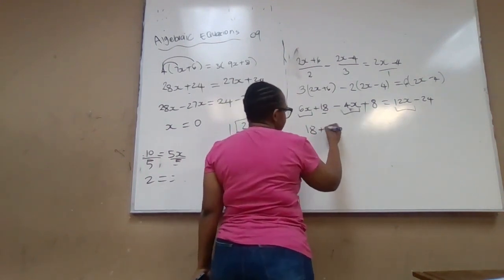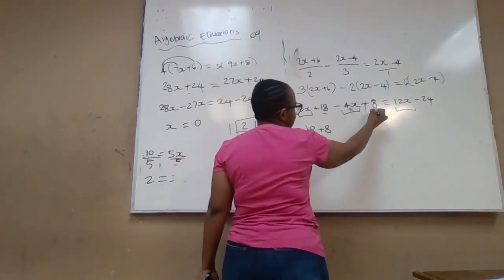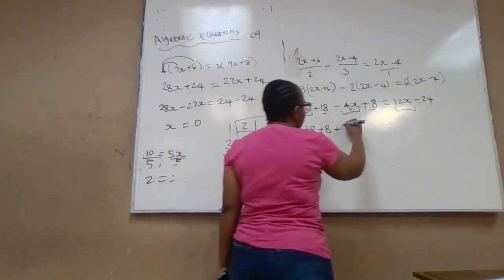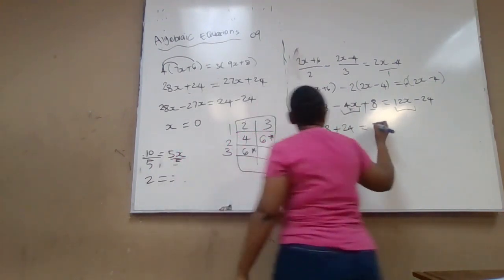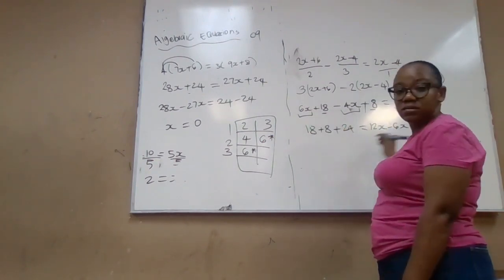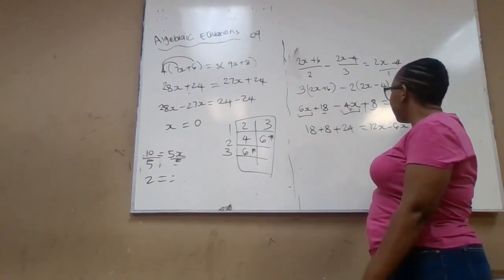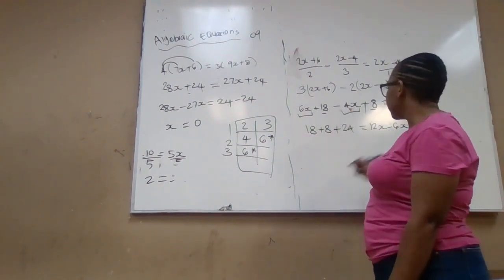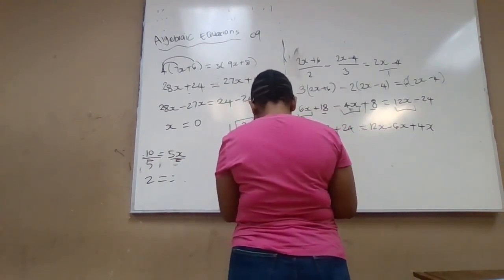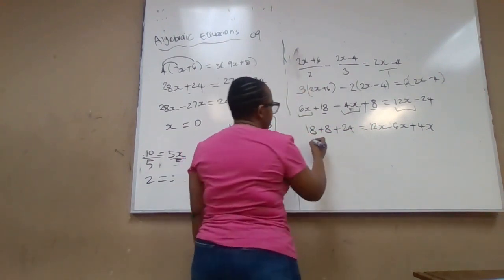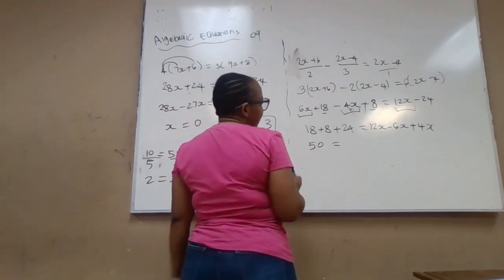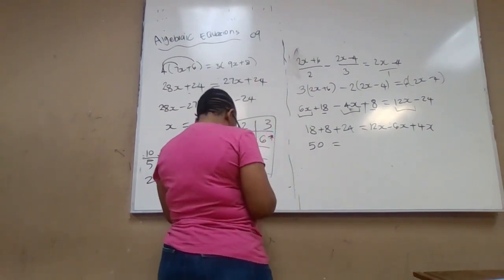18, plus 8, right? This plus 24, because it is going to jump the equal sign, plus 24, equals 12x minus 6x plus 4x. Right. We have 18 plus 8 plus 24. Now 50 equals 12 minus 6, we have 12 plus 4.